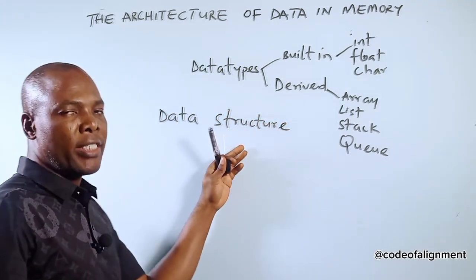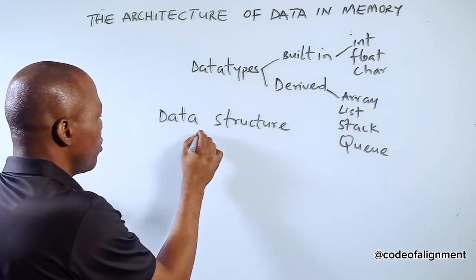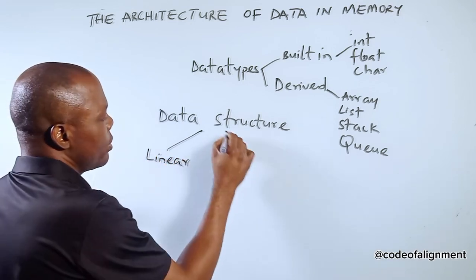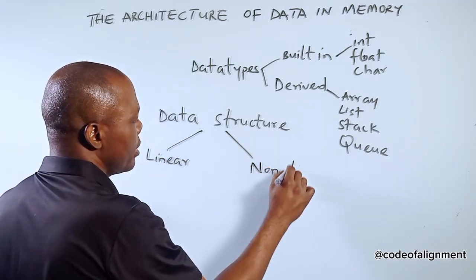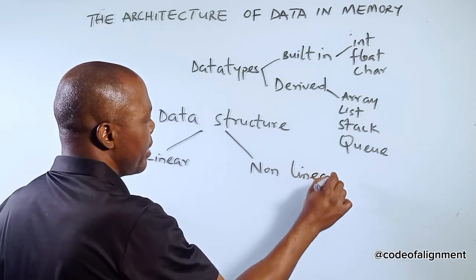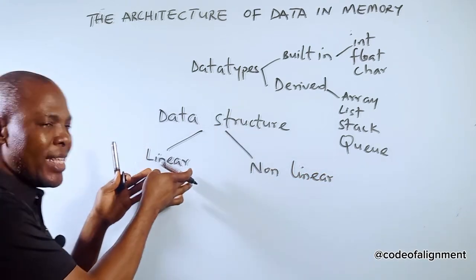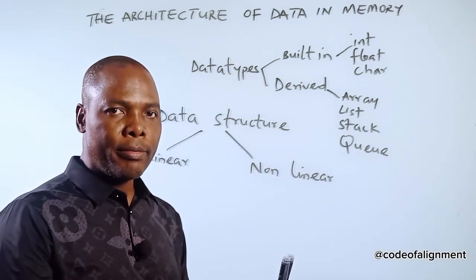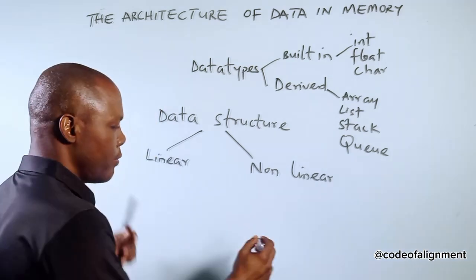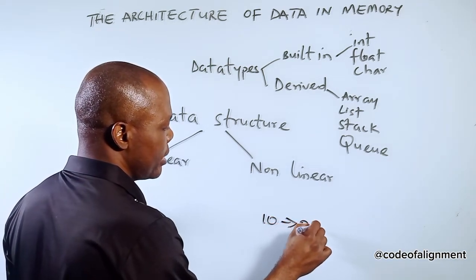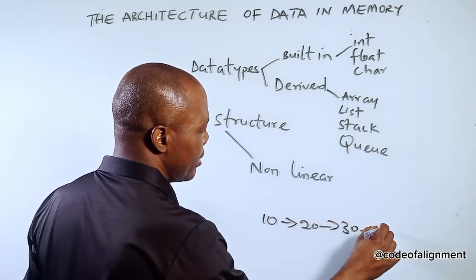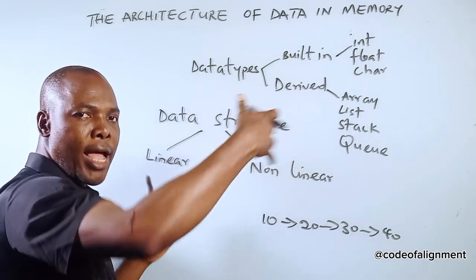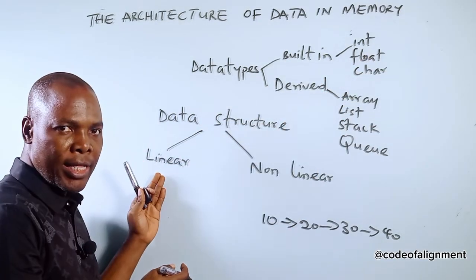This data structure is classified into two: linear and non-linear data structures. In a linear data structure, you arrange data sequentially, so you go from 10, 20, 30, 40 like that in a straight line, like houses on an estate arranged in a straight line. So that is a linear data structure.